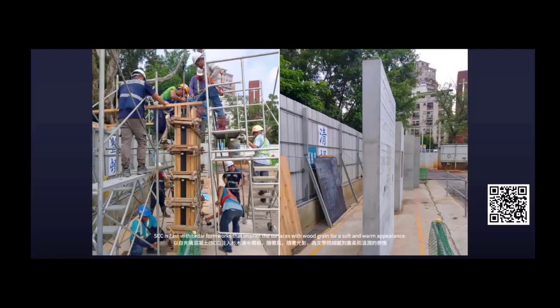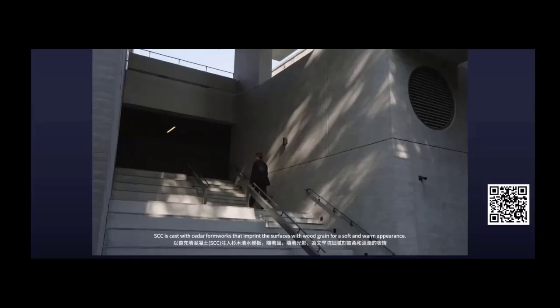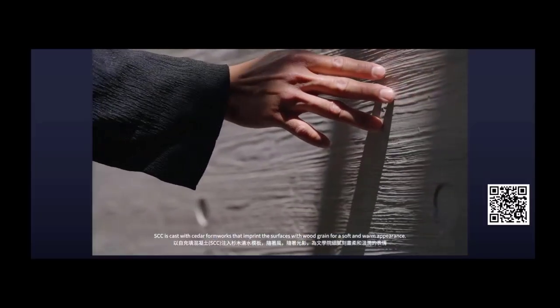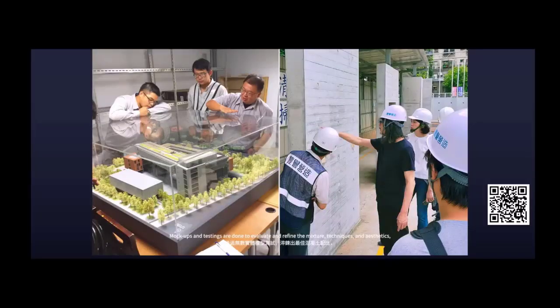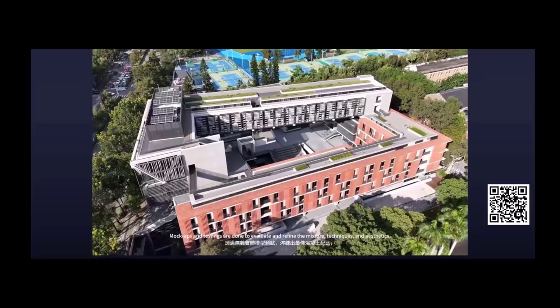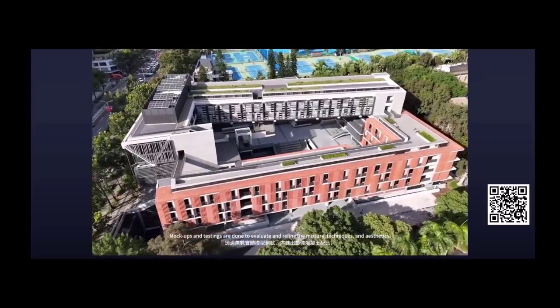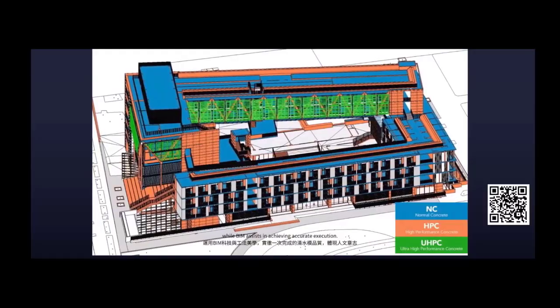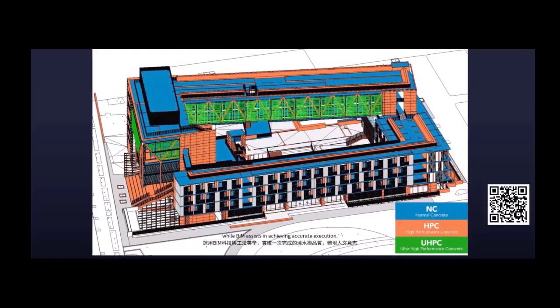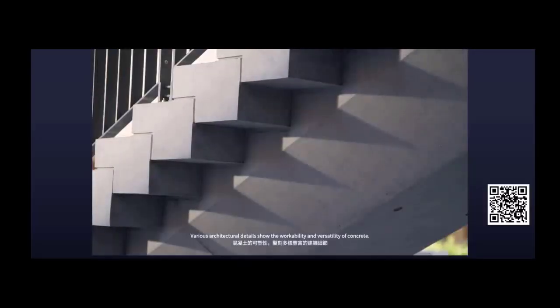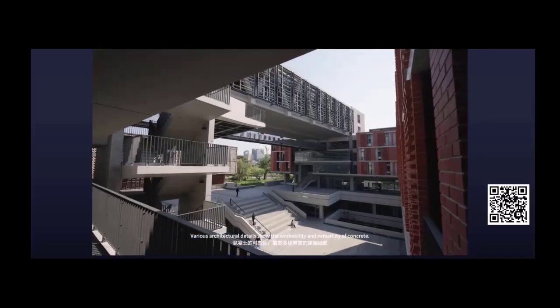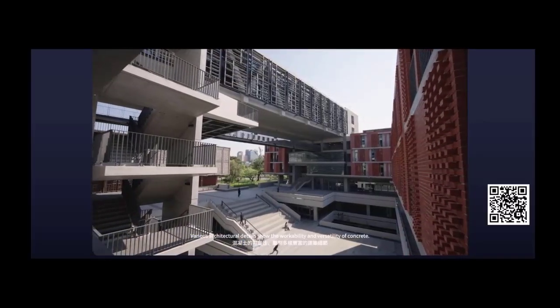SCC is cast with cedar frameworks that imprint the surfaces with wood grain for a soft and warm appearance. Mock-ups and testings are done to evaluate and refine the mixture, techniques, and aesthetics, while BIM assists in achieving accurate execution. Various architectural details show the workability and versatility of concrete.